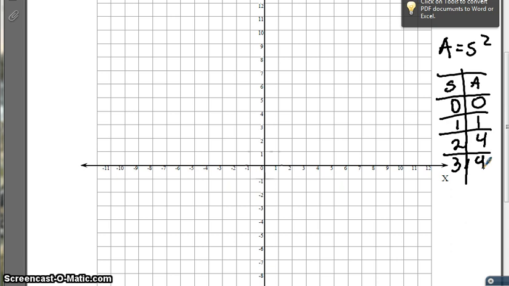Let's graph it. 0, 0. 1, 1. 2, 4. 3, 9. Look how our graph curves and moves steeply up. It's not linear because we have a curve. Since that's curved, we know it's not linear. So since it's not linear, it cannot be proportional. All right, let's try a couple more.